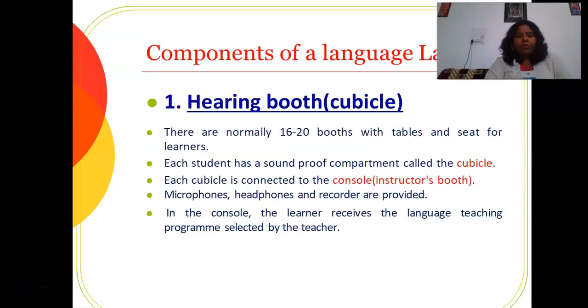So what are the components? How is the language lab set up in an institute or in a school? Three things need to be considered. First is the hearing booth. There must be 16 to 20 booths with table, with seats, and with recording equipment or with computers, and all these must be soundproof compartments, and they are called cubicles, and they are basically hearing booths where the student listens to what is being sent to them to listen.